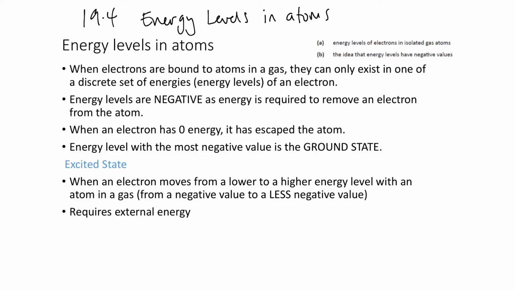Hello everyone, today we're looking at 19.4, energy levels in atoms, and what we'll look at is this thing called energy levels, but of electrons in isolated gas atoms. We'll refer to the idea that energy levels have negative values. We'll look at emission spectral lines from hot gases in terms of transition of electrons between discrete energy levels and emission of photons.